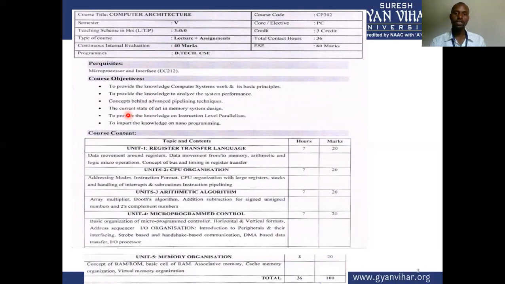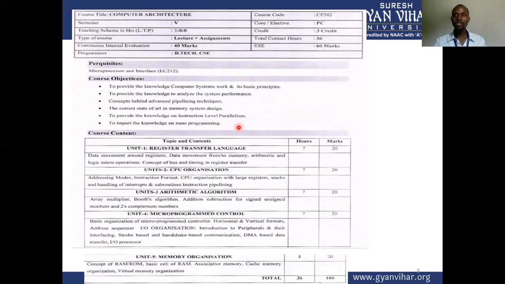Next, we'll also cover the current state of the art memory system design. It is very necessary to understand that as time progresses, new technologies and inventions are coming up, and we can only make life better, as we say, machines make work easier by continuing to reinvent. The next objective is to provide the knowledge on structural level parallelism. We'll look at what parallelism is and also understand how instruction level is applied to it. Lastly, we'll impart the knowledge on nano programming. The programming of smaller particles is known as nano programming.